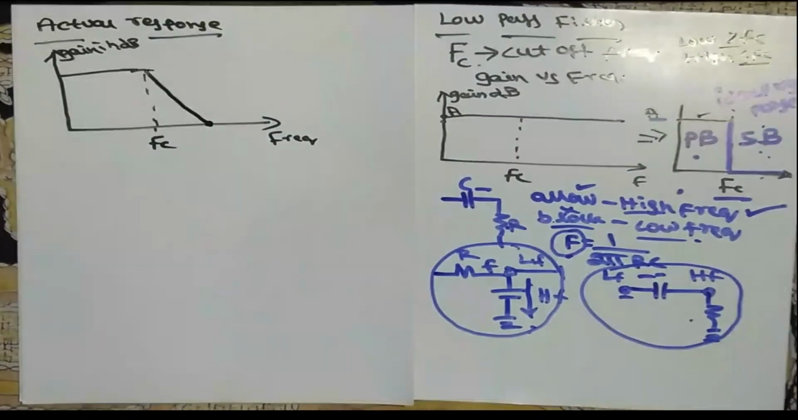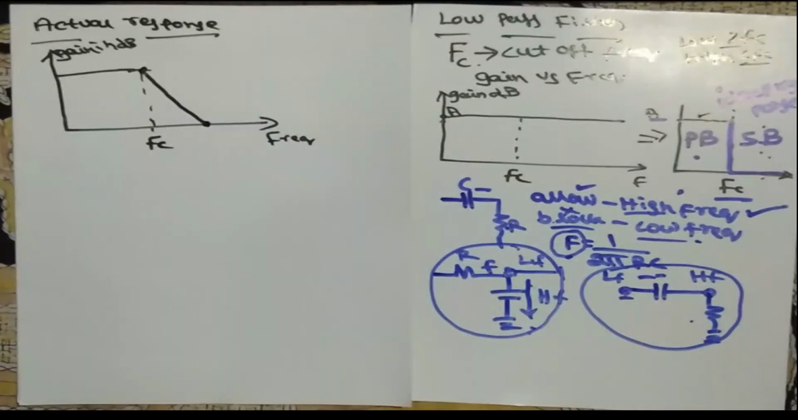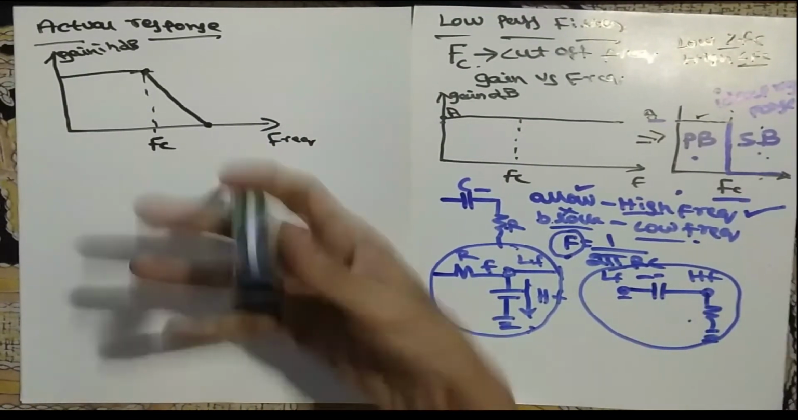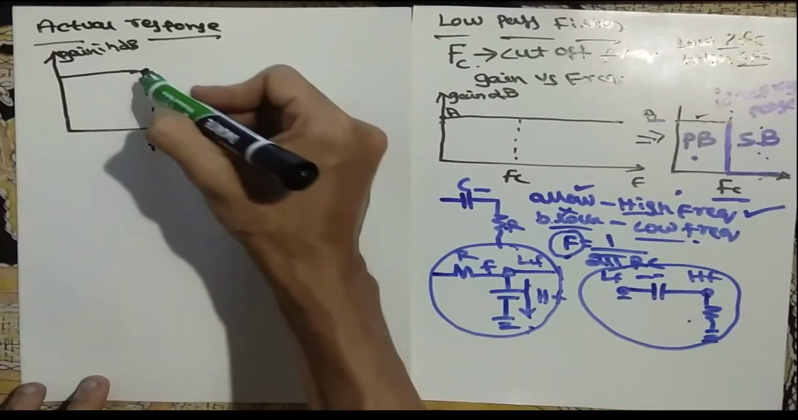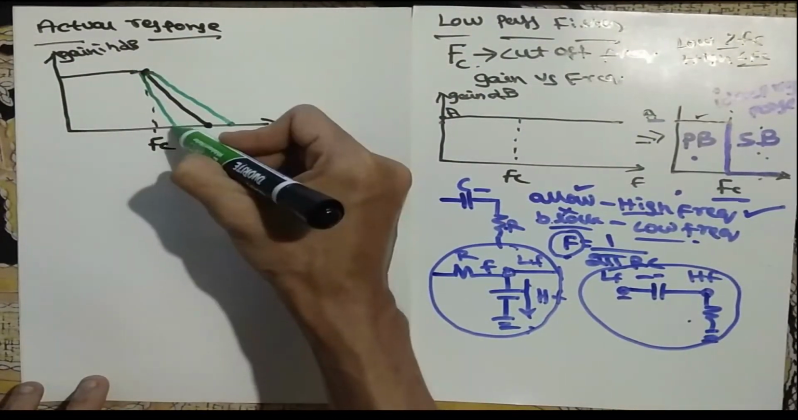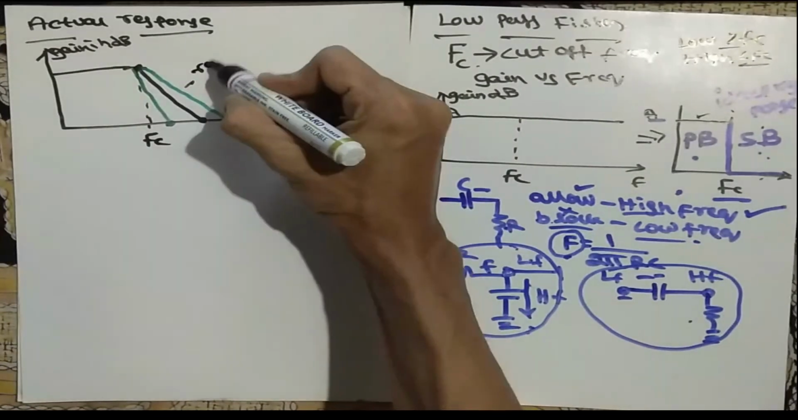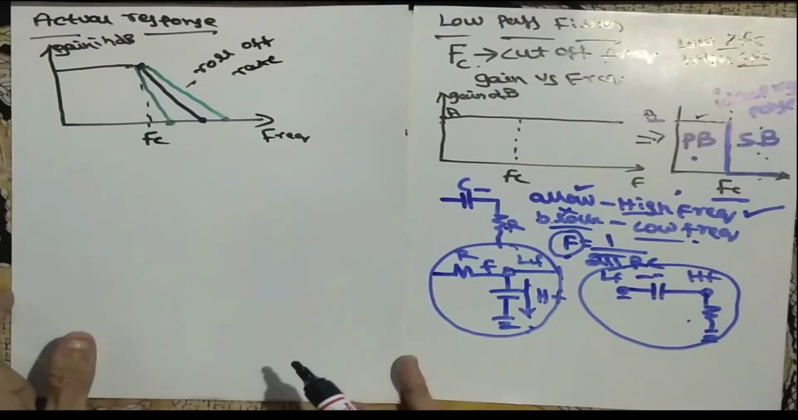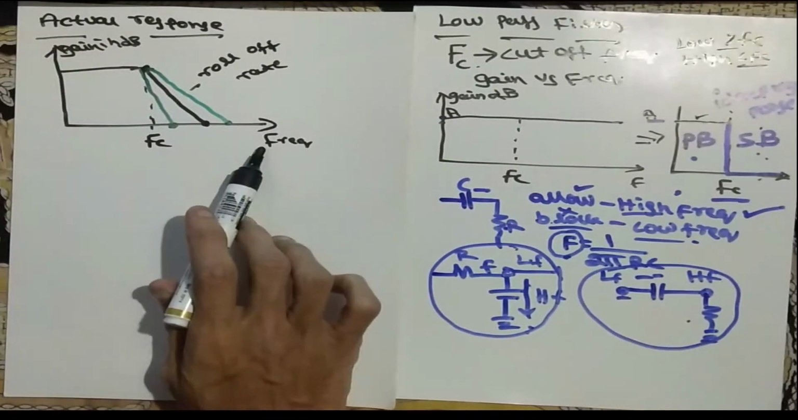Okay, now one question arises: what is the slope here? There are many slopes I can write. One I am writing like this, or I can write a slope like this, which is very delayed, or I can write a slope something like this, very fast. So there are many slopes possible. This slope is known as the roll-off rate. This is a very important concept in the low pass filter. It is nothing but gain in dB against frequency.